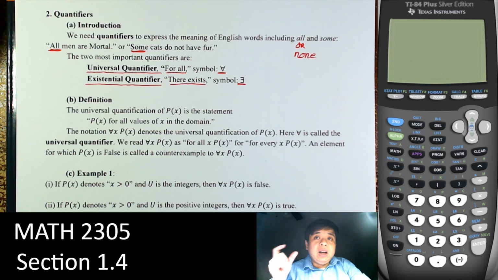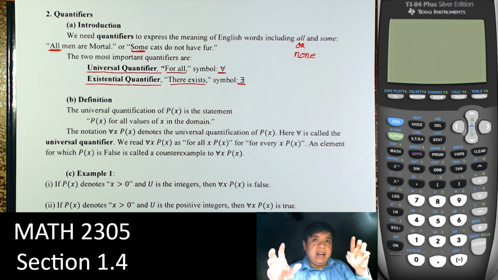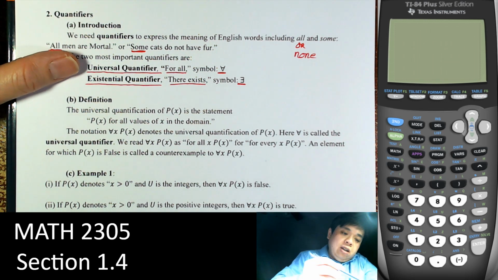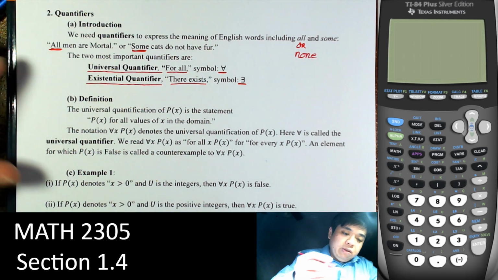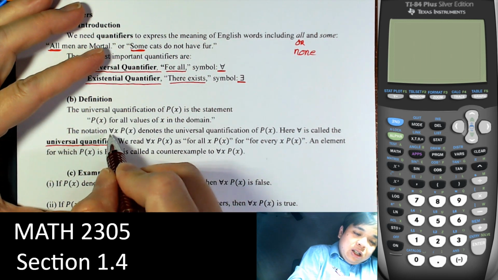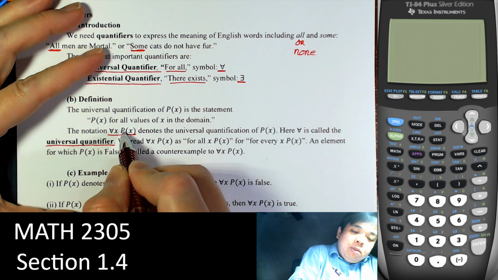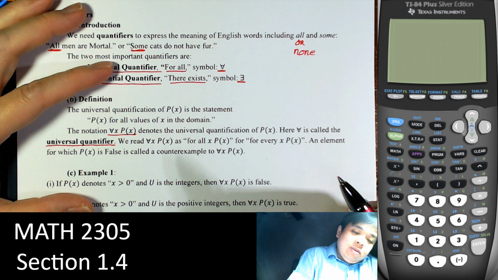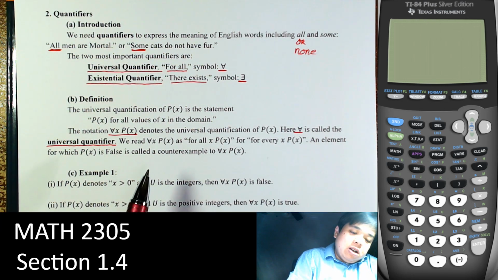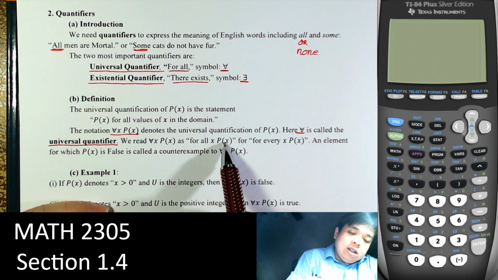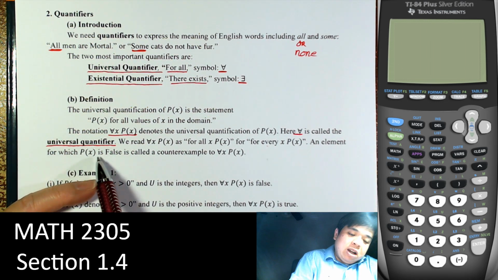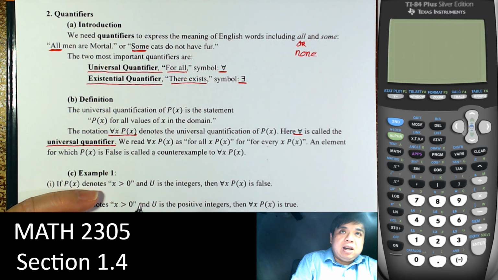However, none and all have different meanings. None has the negative meaning compared to all. We'll talk about that later. First, we define the universal quantification of P of x, or the universal quantifier. We write it like this: for every x, P of x. The upside down A is called the universal quantifier, and it is read as for all x, P of x, or for every x, P of x. An element for which P of x is false is called a counterexample.